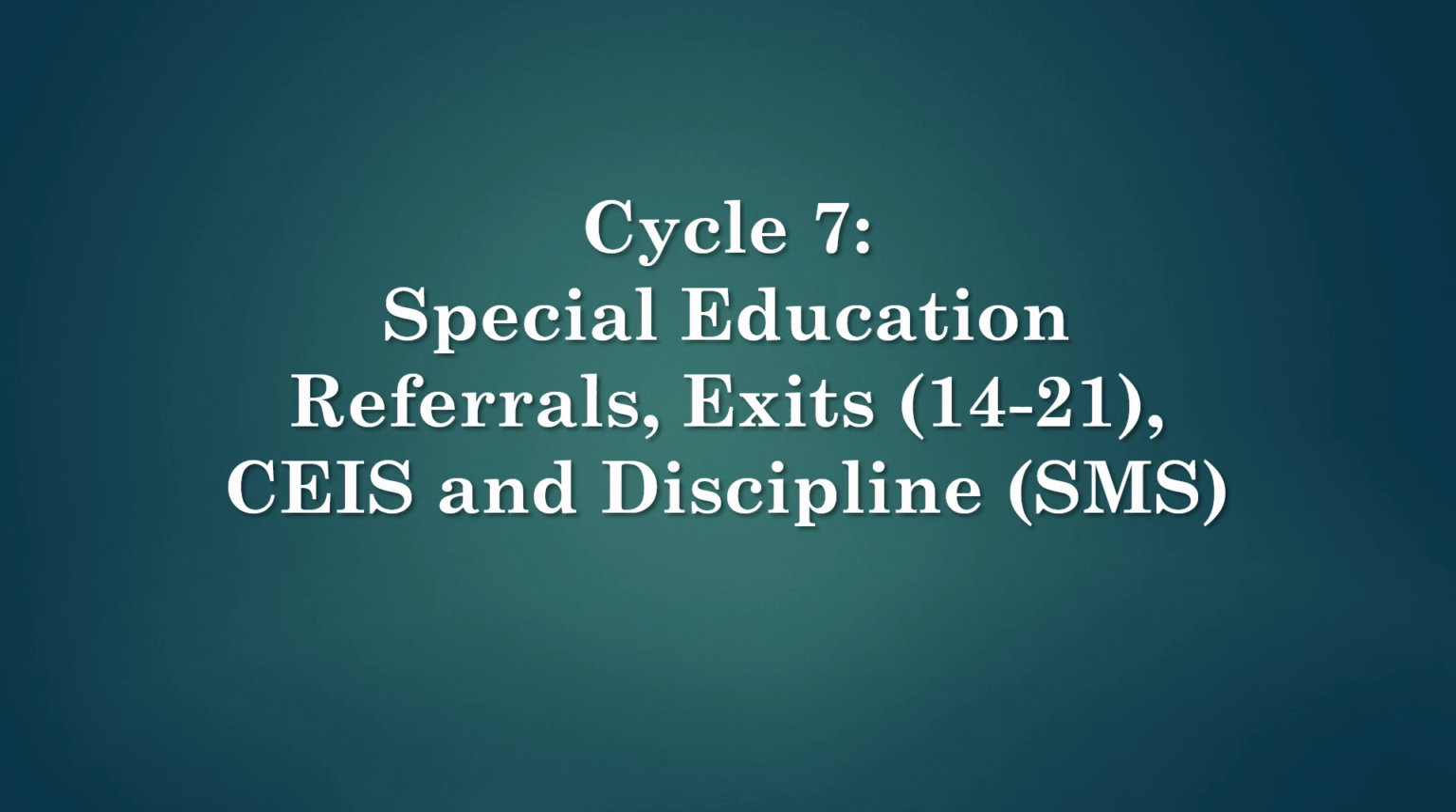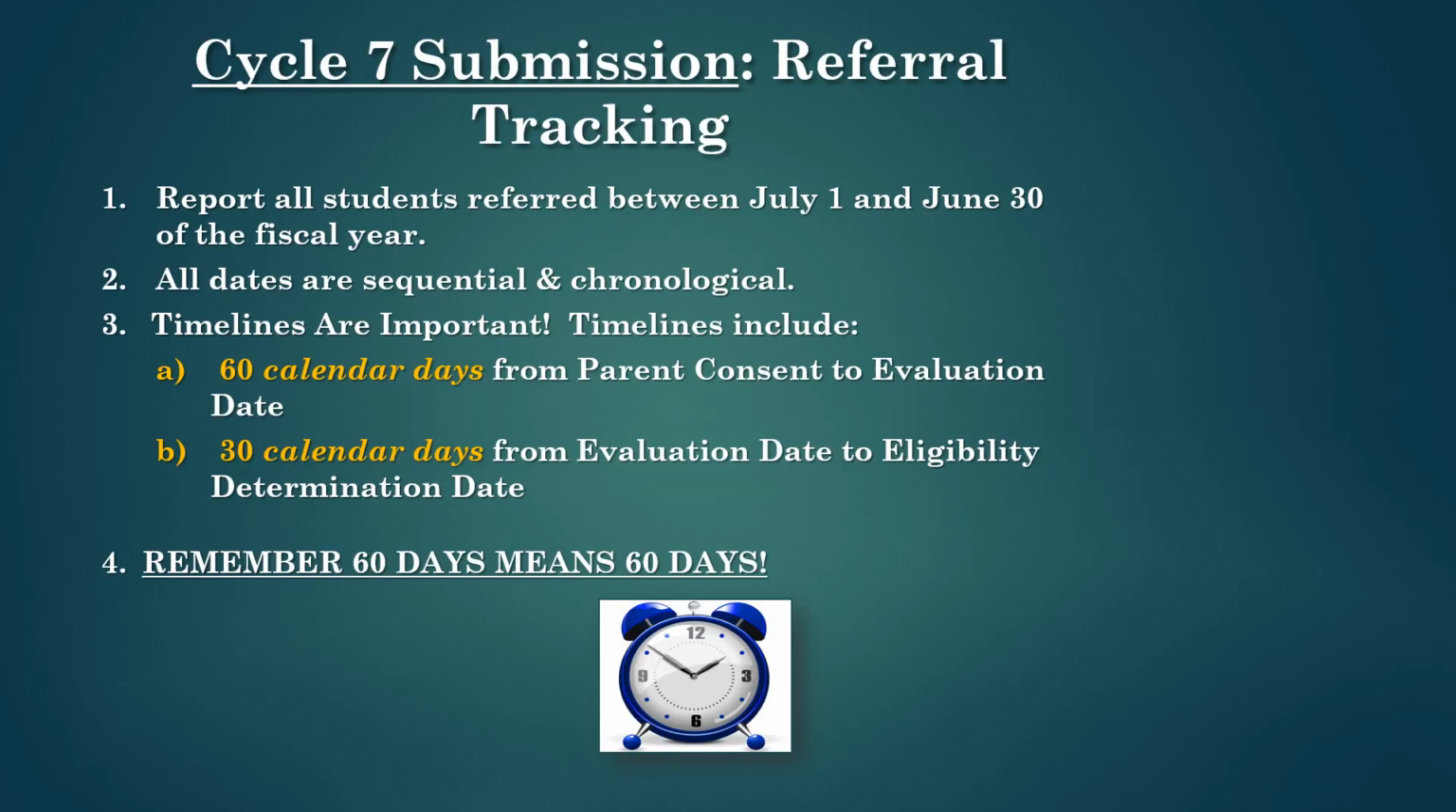This part of the presentation will include Cycle 7 referrals for the fiscal year, exits on students between ages 14 through 21, all CEIS data, and discipline, which are reports that are obtained from student management. All new referrals for the fiscal year are reported. The fiscal year begins on July 1 of the fall semester and ends June 30th of the spring semester. Make sure that all dates are sequential and in chronological order, meeting the required timelines.